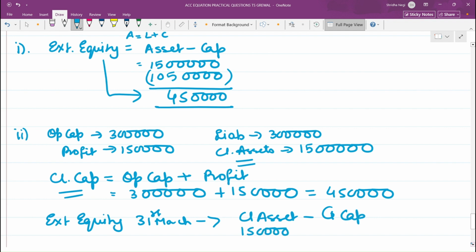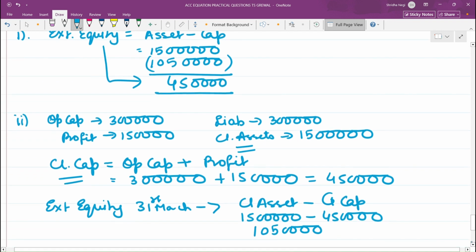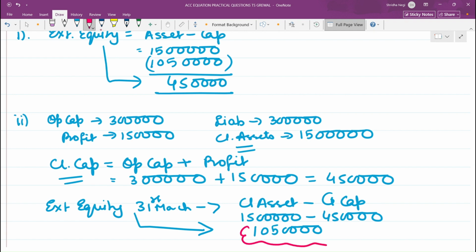It is 15 lakh minus 4,50,000. So how much is the amount? The amount is 10 lakh 50,000. So external equity on 31st March, the last day, is 10 lakh 50,000. So this is the way you will do the second part.